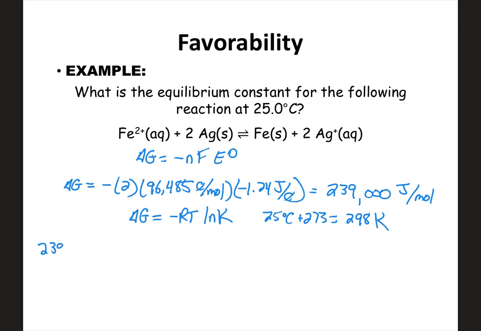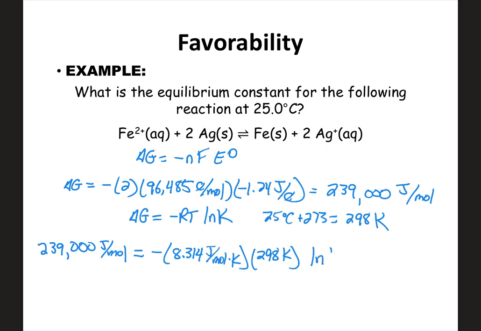We have 239,000 joules per mole equal to negative R. R was the 8.314 joules per mole times Kelvin version. All right, this will make our units all work out here. Times the temperature, which we said is 298 Kelvin. Make sure you're in Kelvin here. And then we have the ln of K here, which is what I'm looking for, the equilibrium constant. So you just have to do your math.